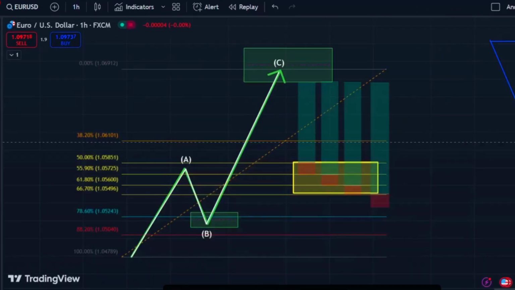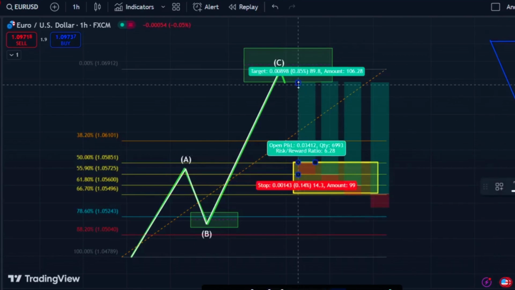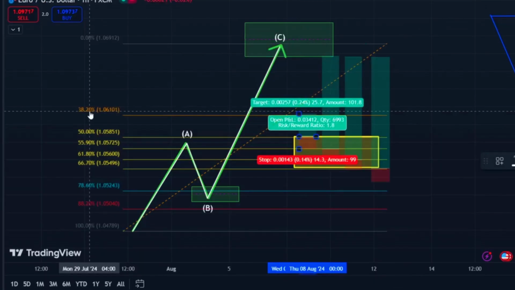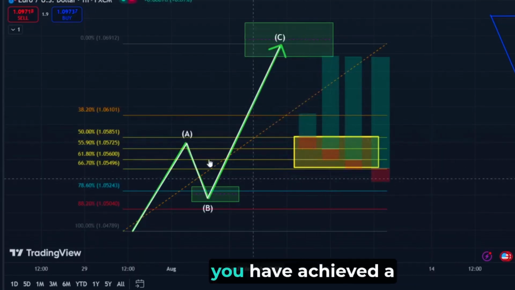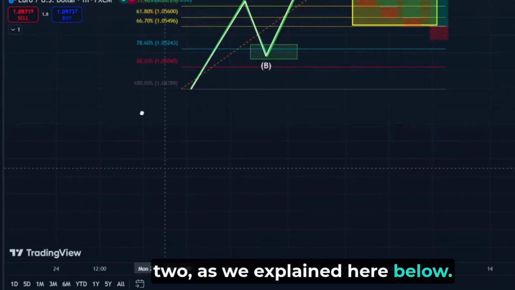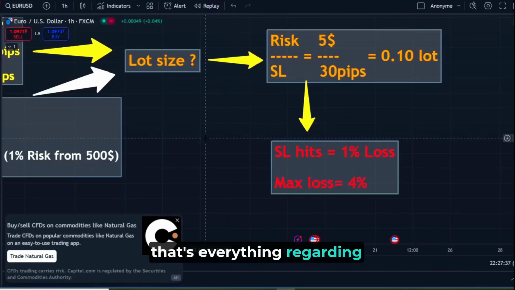Okay, the other rule now that I want to give you in this segment is not to wait on the larger time frames. I'm talking about time frames of 30 minutes and above, or even 15 minutes and above. At these time frames, the market often takes too long to reach point C or even bounce from point BC. Well, your solution is to place your initial take profit at the 38.2% area. Remember this rule well. With this, you have achieved a risk to reward ratio of 1 to 2, as we explained here below. Okay, that's everything regarding this segment.